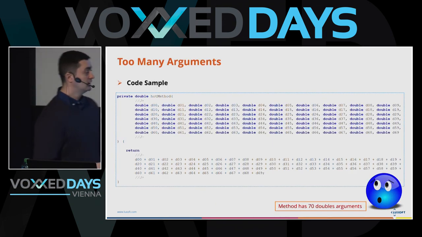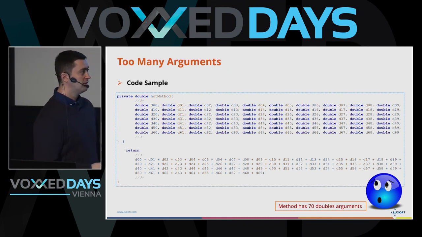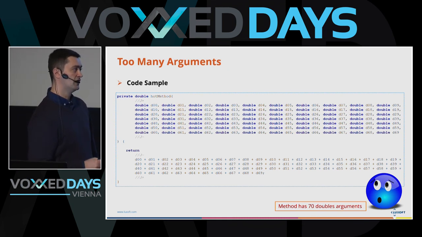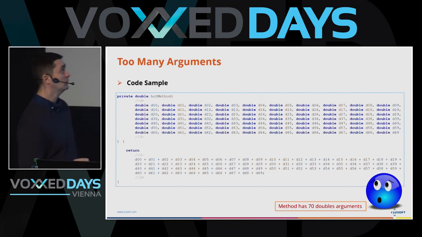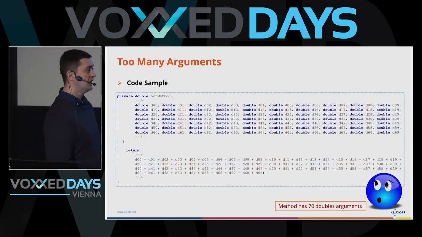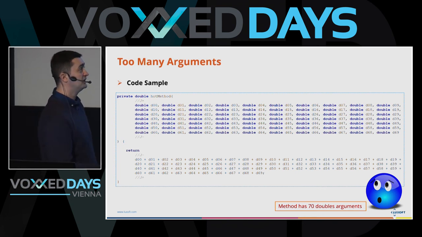The next corner case of methods which are not compiled anymore are methods with a lot of arguments. In here we have methods, for example, with 70 doubles, a very, very big signature. And the return is very simple. It returns the sum of all.